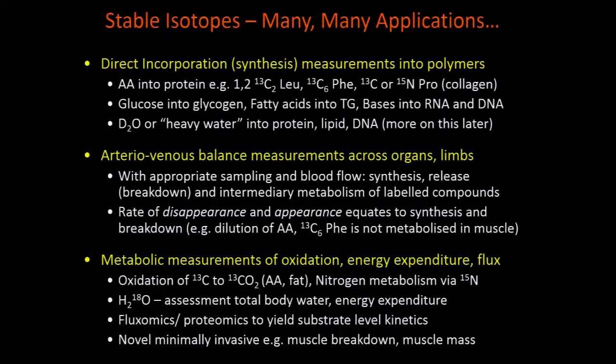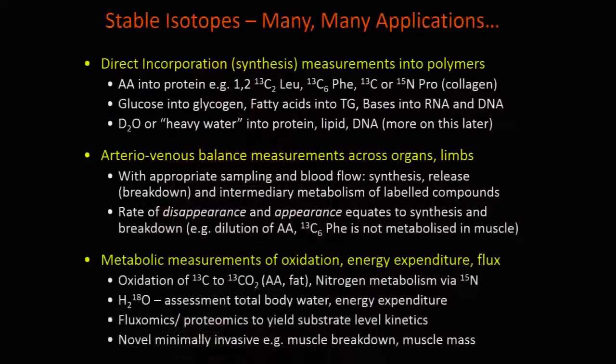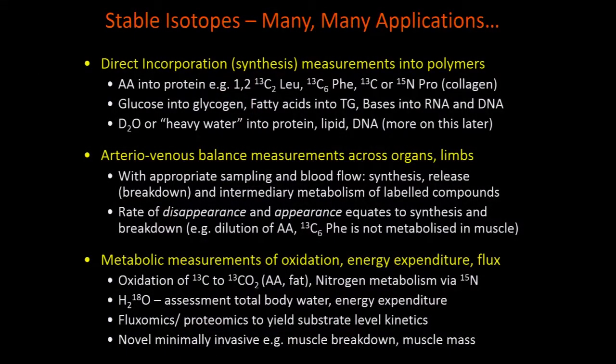But what you do when you infuse these tracers is look at the rate of so-called disappearance, or RD, and the rate of appearance, or RA, which in effect equates to synthesis and breakdown. Importantly, if you use an amino acid such as phenylalanine and you're interested in skeletal muscle, phenylalanine, not being a branched chain amino acid, is not metabolized in muscle, which is important if you're looking at dilution across an artery and a vein. So this method allows you, by infusion of these tracers, to look at AV difference and AV balance across a limb. You can also measure oxidation, energy expenditure, and metabolic flux through pathways using tracers.